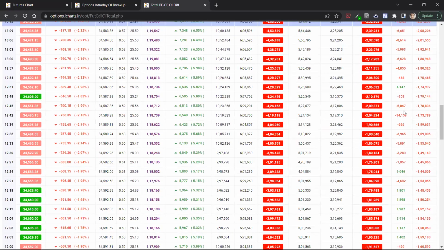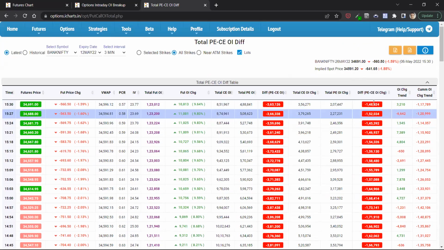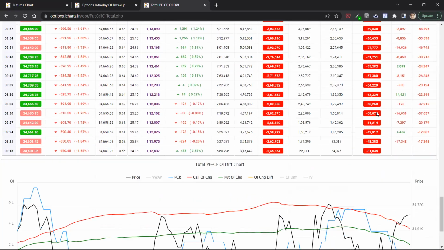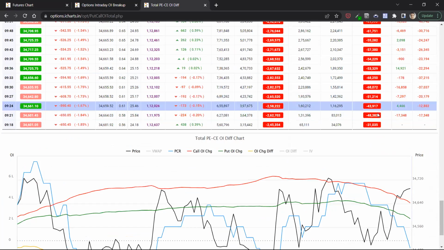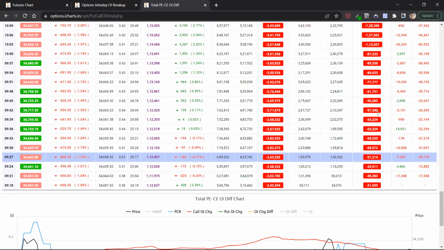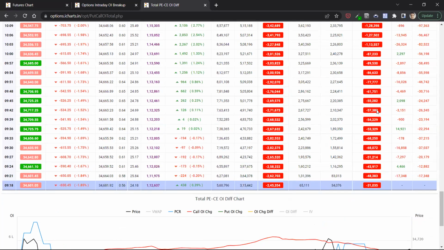Now here, this particular column is the most important, and you just need to focus on this because this will tell you what is the trend of the market right now, or what is the sentiment. Basically, you still need to confirm it with price, but this gives you an overall picture of what is happening.